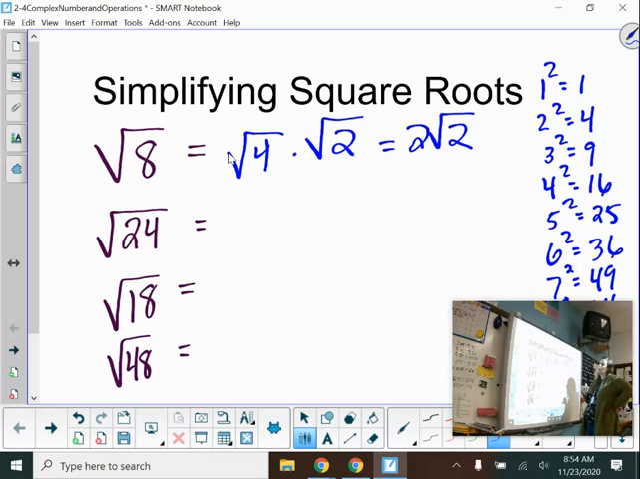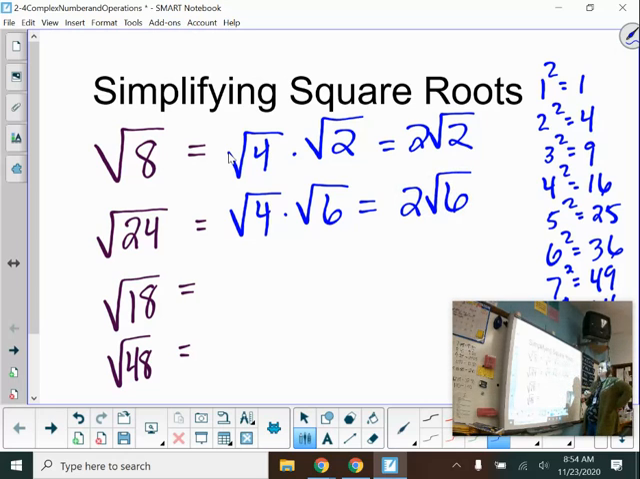For 24, the greatest perfect square factor of 24, if I go to my list, is 4, and 4 times 6 is 24. Square root of 4 is 2, so this is 2 times the square root of 6. Notice the 4 comes out and becomes the 2. The 6 has to stay in because it is not a perfect square. If 1 is your greatest perfect square, that means there is not a perfect square factor that you can use to rewrite the square root. Just something to keep in mind.